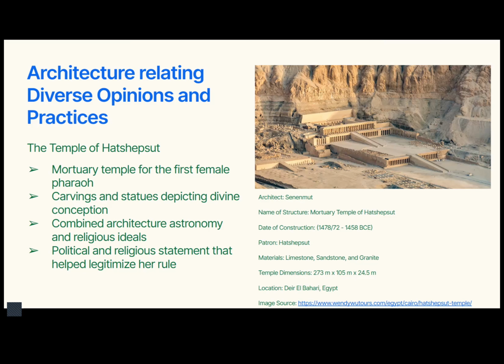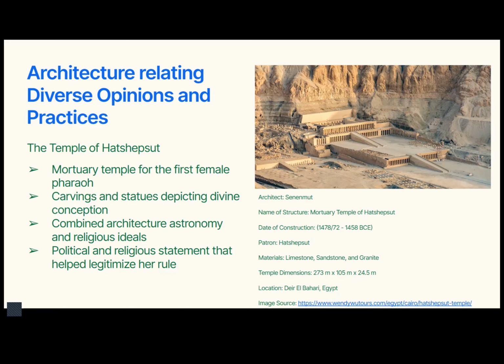Queen Hatshepsut was a female pharaoh, and this mortuary temple could be seen as a political statement that helped legitimize her rule. In the carvings and statues within the temple, divine conception was depicted, as well as her wearing traditional male pharaoh outfits. The temple was also associated with being divine, and it was about solar worship, as it was oriented to align with the winter solstice sunrise. This reveals the combined astronomy and religious ideals in their architecture.